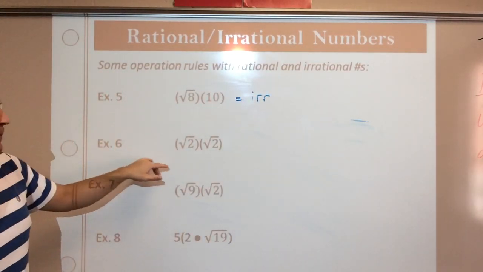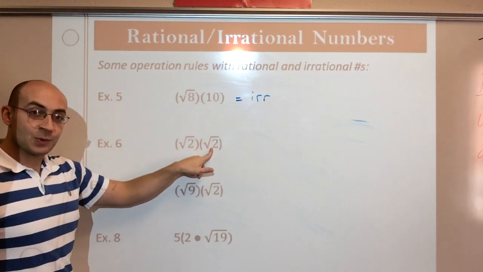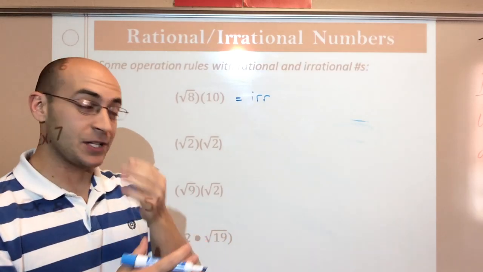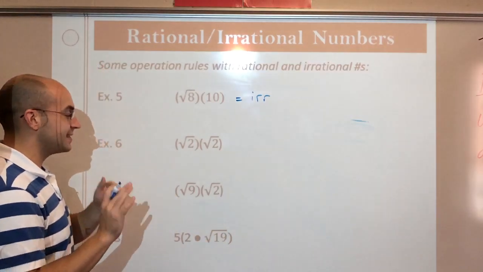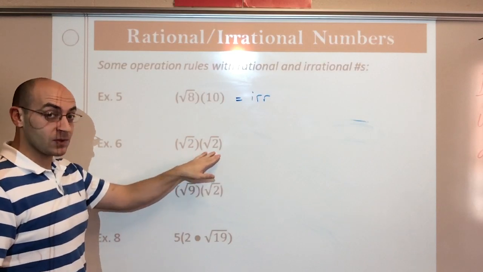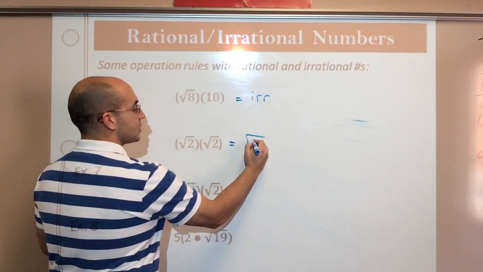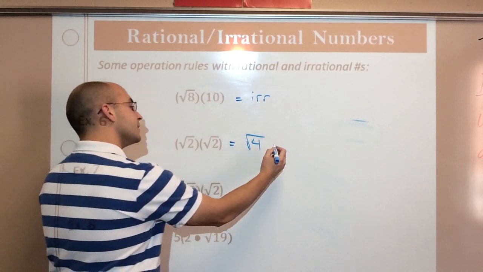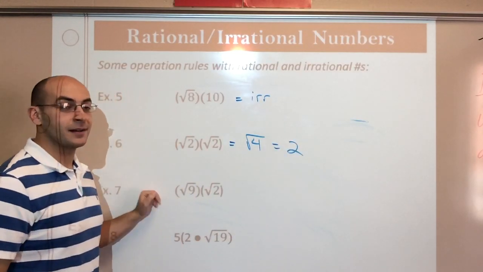And number 6, we'll stop after that. The square root of 2 times the square root of 2. Now, we'll get to the rules with multiplying and operations with radicals in a little bit. Not today, though. When I multiply these two together, I am definitely able to multiply them. So when I do that, I get the square root of 4. What is the square root of 4? Oh, yeah, it's 2. Well, 2 is a rational number.